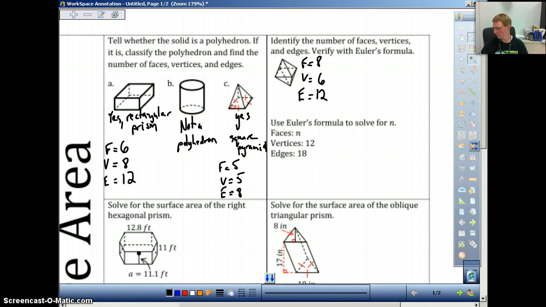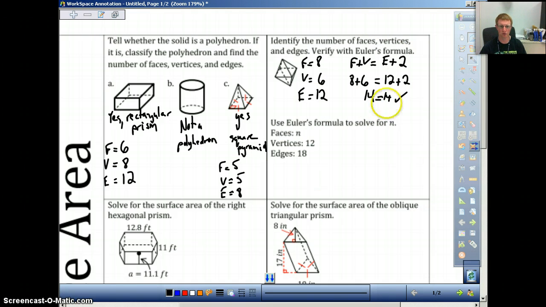Okay, so what we have here is faces is 8, vertices is 6, and edges is 12. Okay, so that should be easy. Now, to verify with Euler's formula, we're going to use this formula right here. F plus V equals E plus 2. So let's just plug these in. We have 8 faces, 6 vertices, and that should be equal to 12 plus 2. And 14 is equal to 14, so we're good.